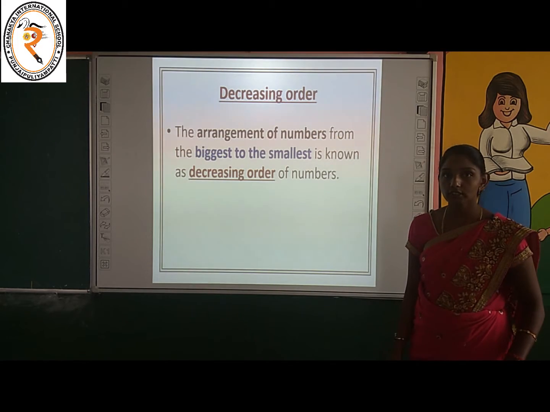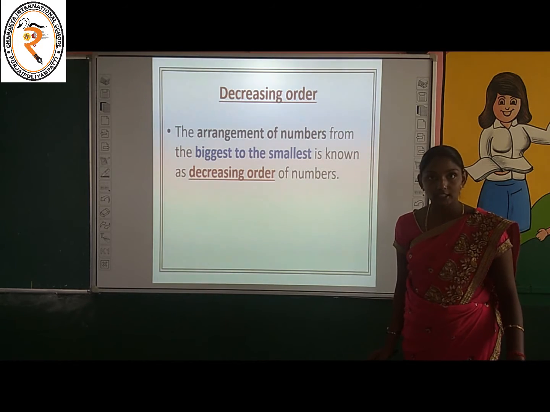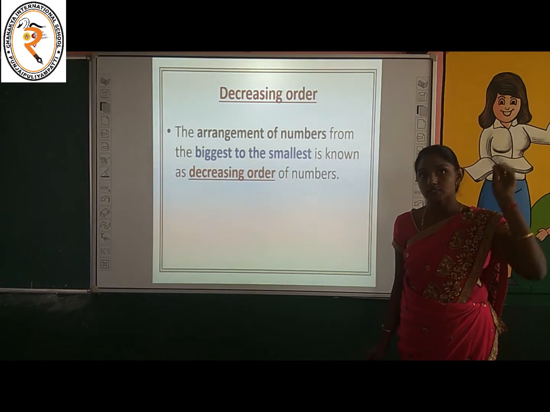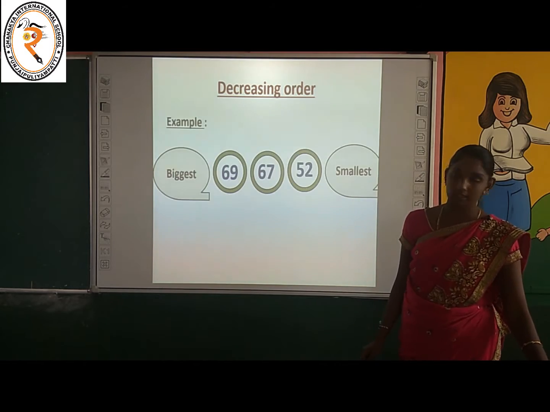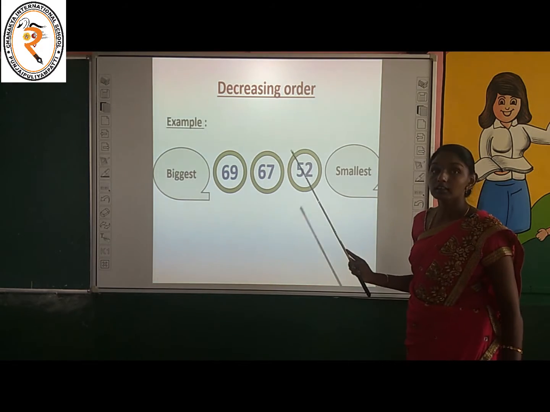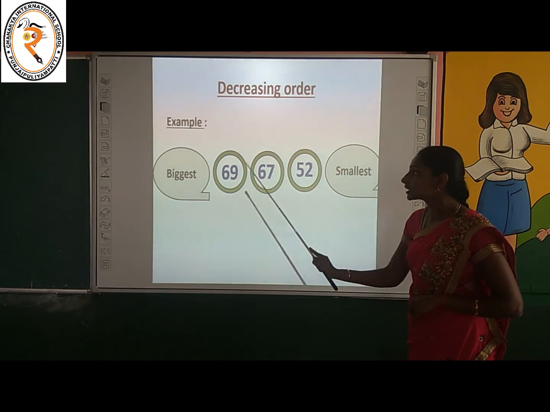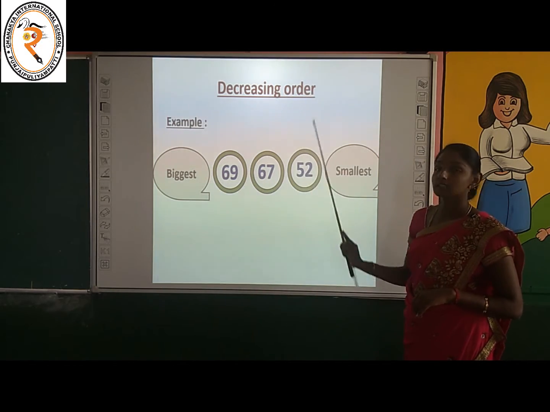Children, now are you all clear what is decreasing order? Yes, decreasing order means arranging from biggest to smallest. Okay, let's see one example. See here, how many numbers? 3 numbers. Yes, in this example 3 numbers are arranged in decreasing order.